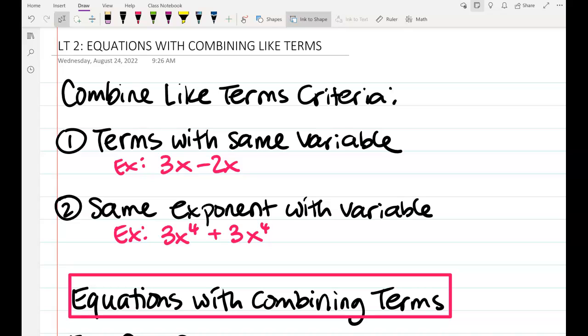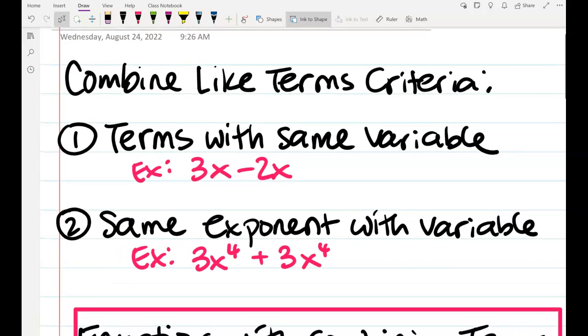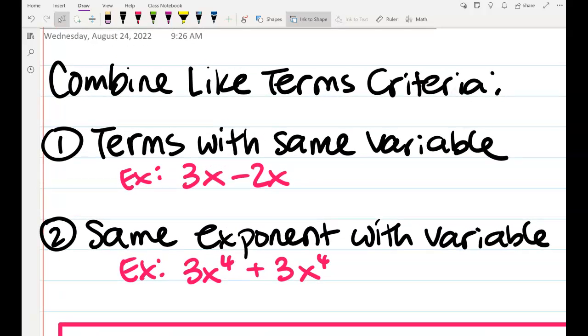Hey everybody, in this video I'm going to explain how to solve equations by combining like terms. Before we get into an example, however, I'd like to first do a quick review of what combining like terms entails. So there are two criteria to be able to combine any two terms together. And number one is you have to have the same variable.